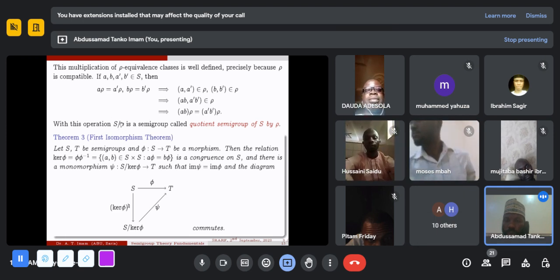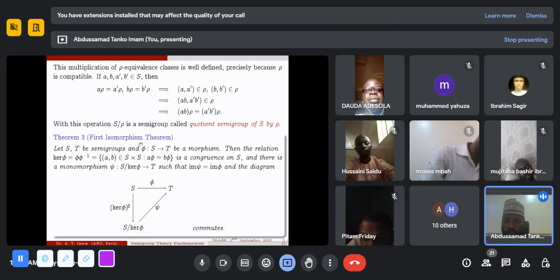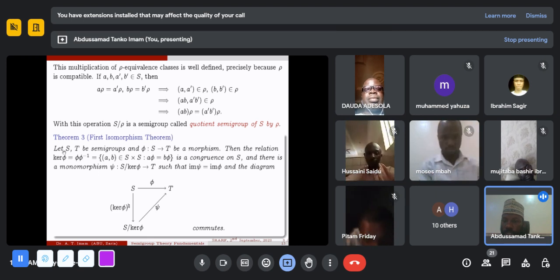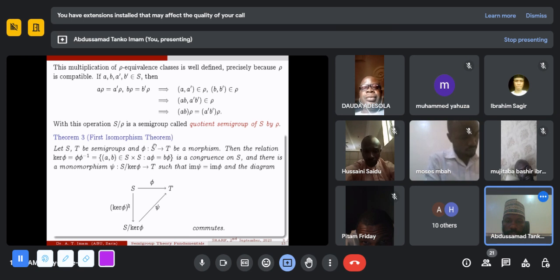And so once we have a quotient semigroup, we can think of stating something like the first isomorphism theorem. This is the first isomorphism theorem of semigroup theory. You have two semigroups and a morphism, a semigroup homomorphism. If you have a morphism phi from S to another semigroup T, then the kernel of phi, which is phi composed with phi inverse, is an equivalence relation.